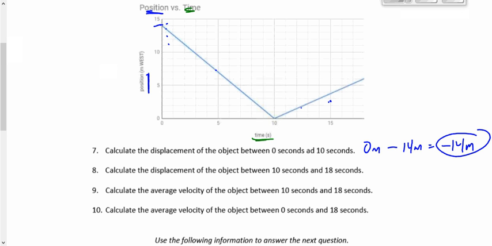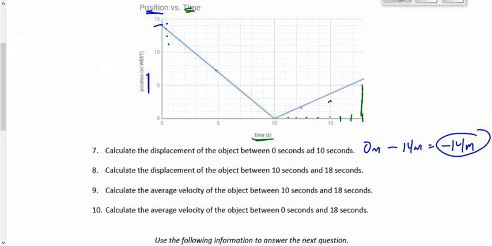What about the displacement between 10 seconds and 18 seconds? Well, again, up and over, and subtract them. Final position minus initial position. At 18 seconds, we got 15. Are we going up by ones here? 10, 11, 12, 13, 14, 15. Yeah. 15, 16, 17, 18.